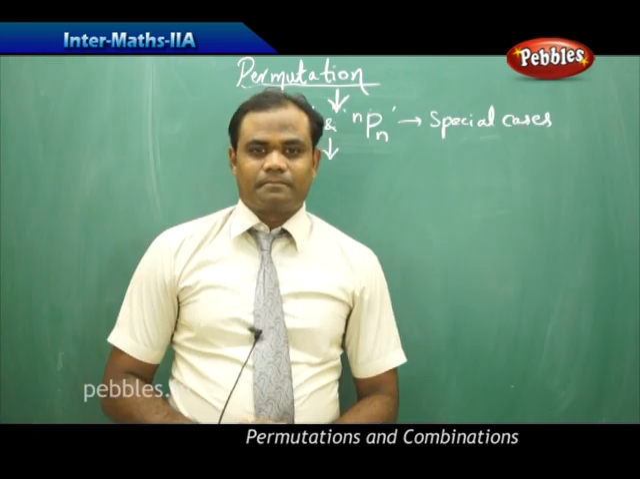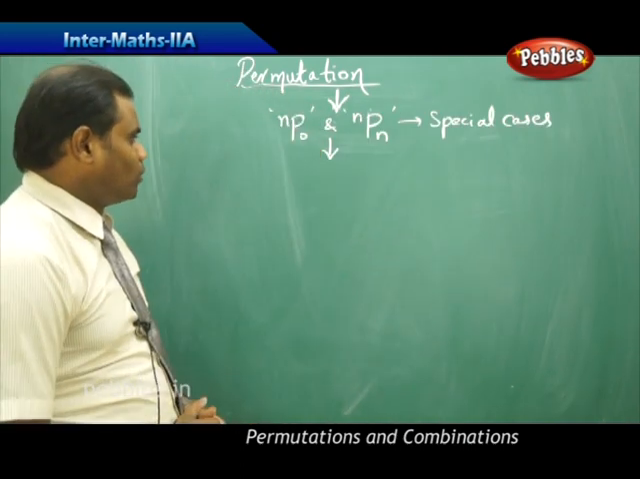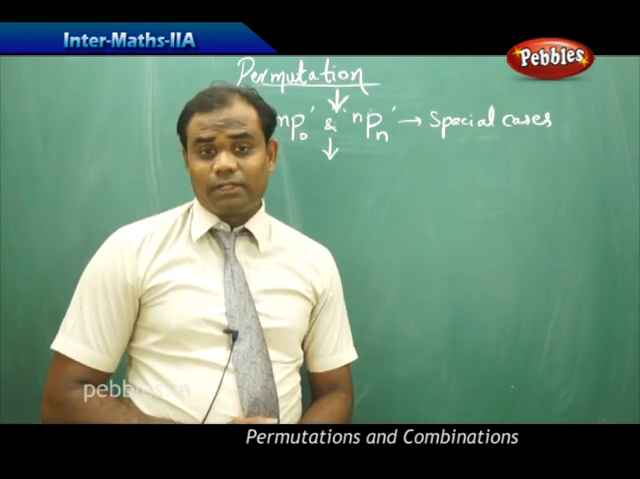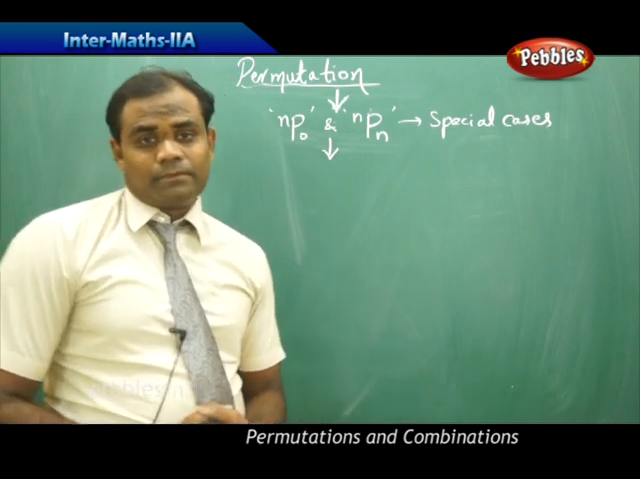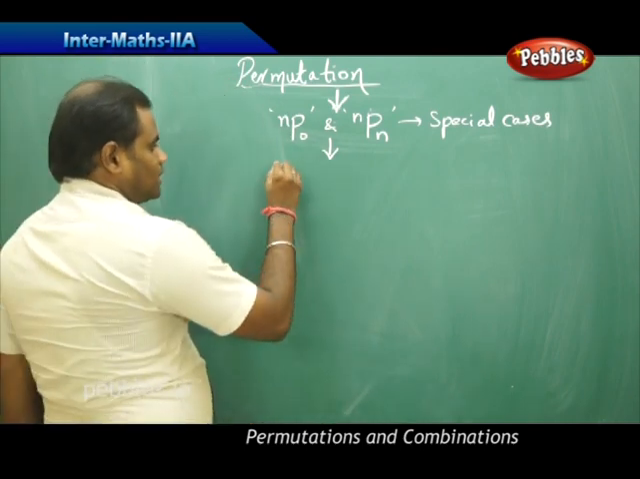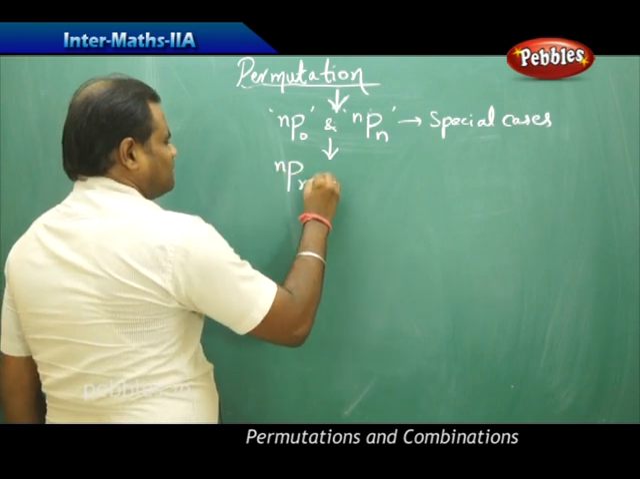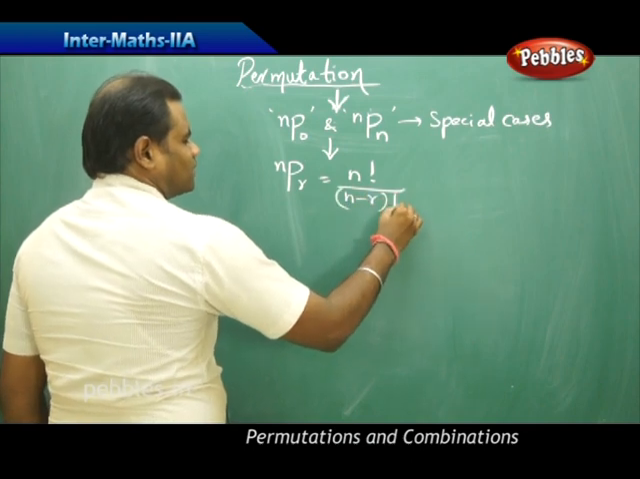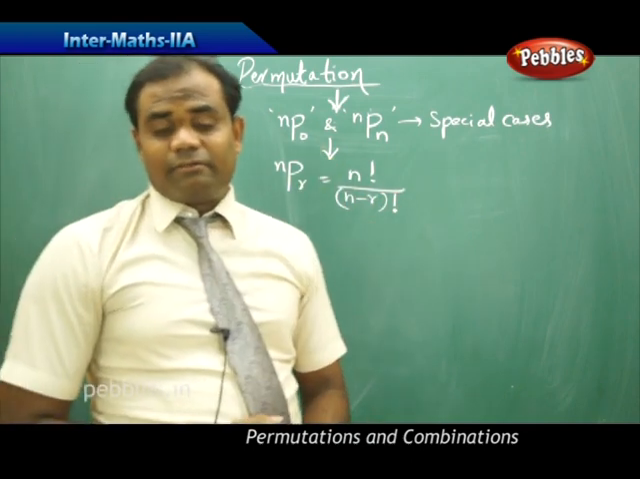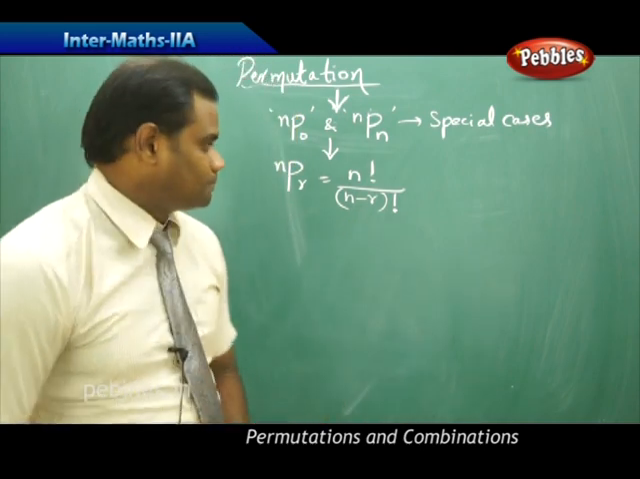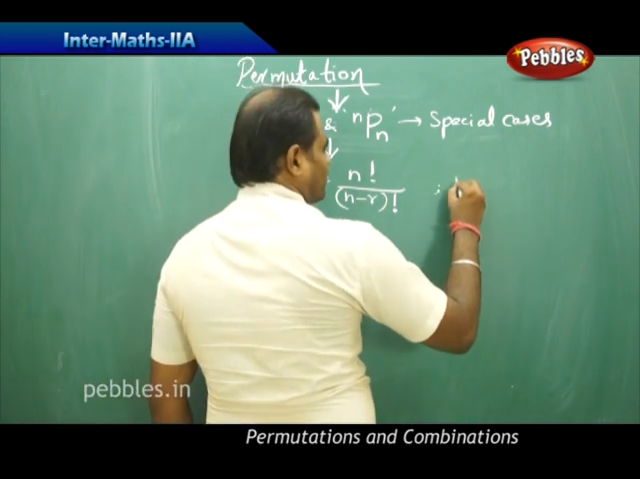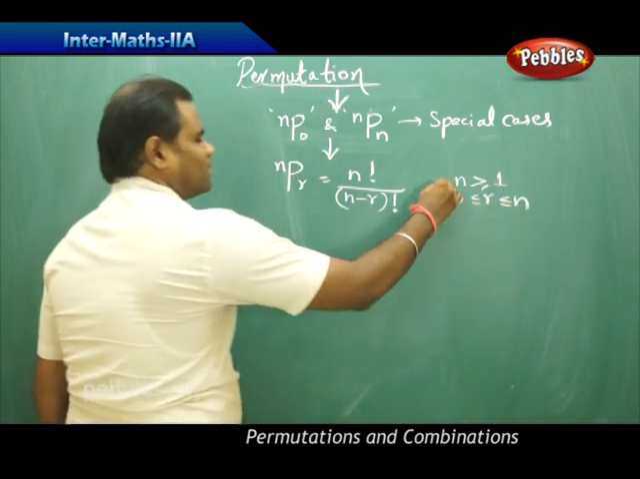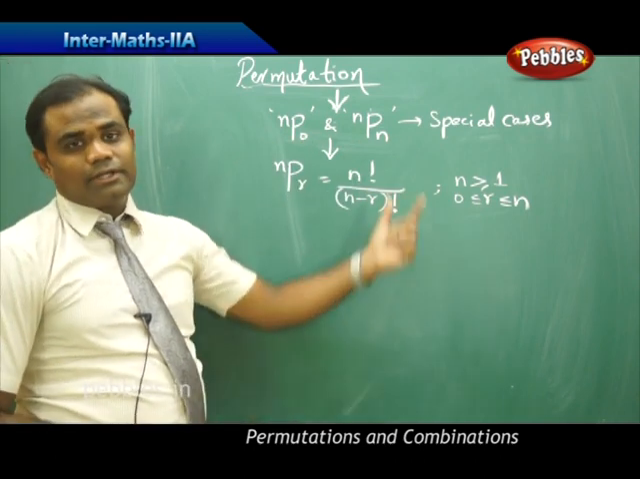Continued in the session. Now let's see what would be nP0 and nPn, which are the special cases of the permutation nPr. So let's take the formula nPr, which we have defined as n factorial by n minus r factorial, which we derived in the factorial notation in the previous session. Using this, for n greater than or equal to 1 and 0 less than or equal to r less than or equal to n, let's see how we can derive each of them.